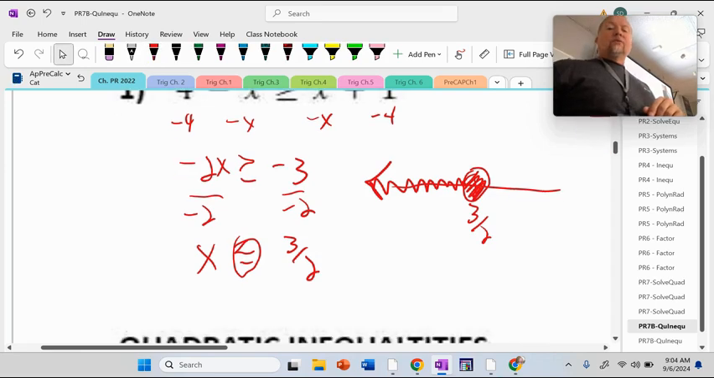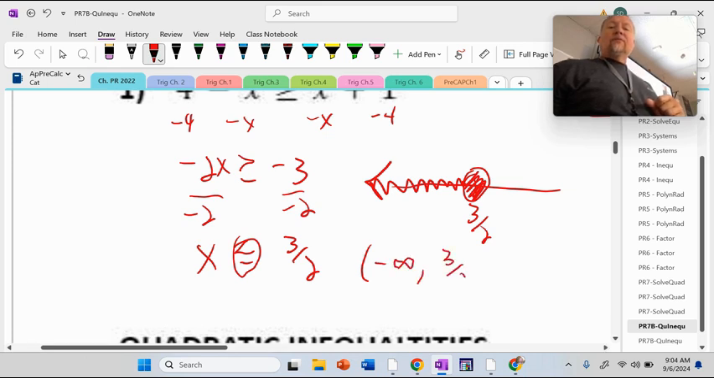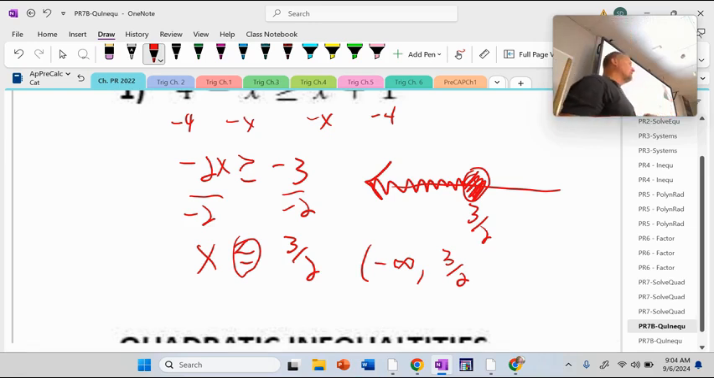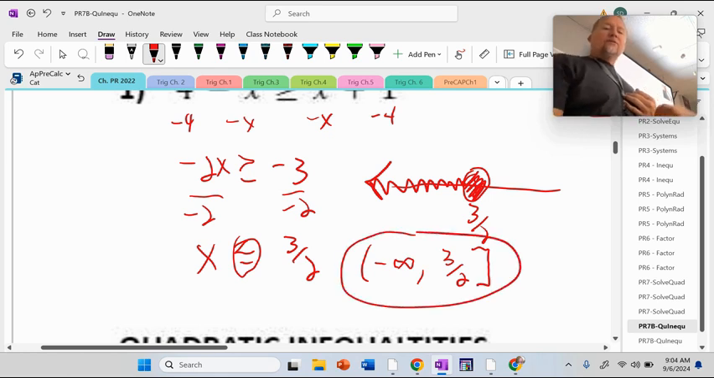That's like a grade school graphing on a number line thing. Usually that's what they do in grade school. So how does this turn into interval notation? Well, what number is way over here? The answer is negative infinity, and then all the way up to 3 halves. Now, what do I put on 3 halves, a bracket or a parenthesis? Bracket. That's why I paused and tried to get that.